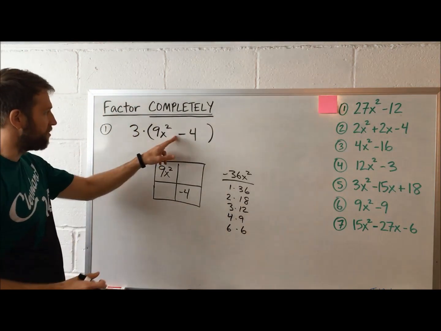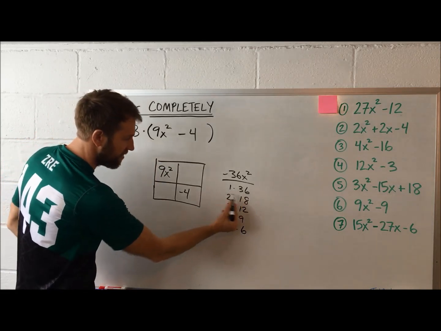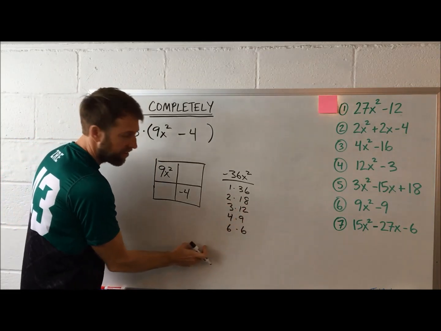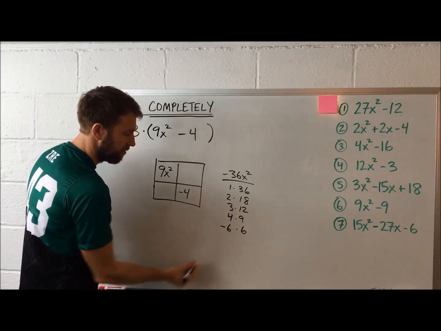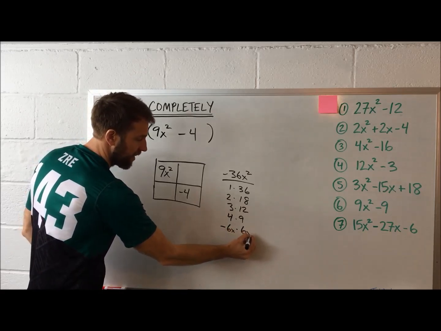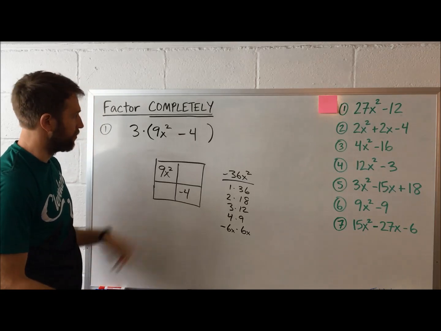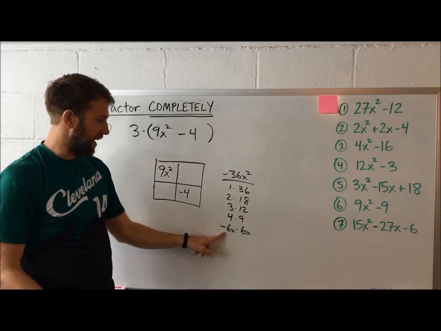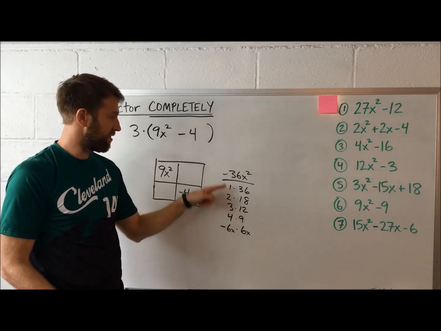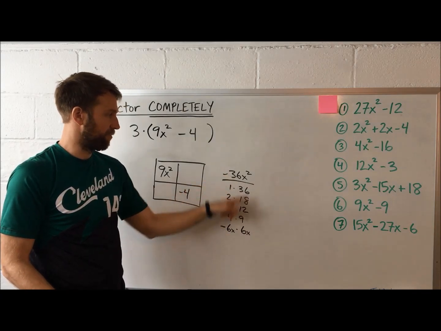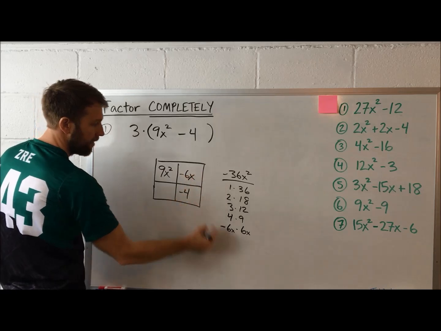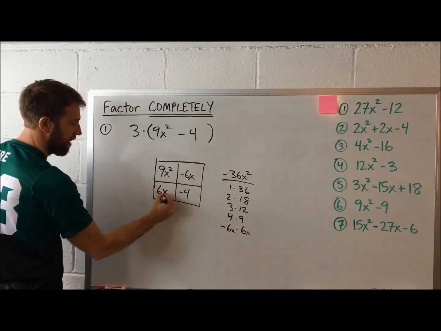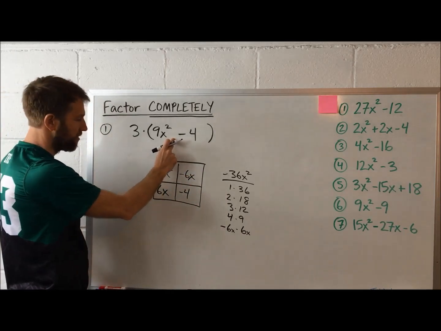And then keep in mind we have 0 x's. What's the only way I can get 0 x's here? It's if I have the same number, 1 positive and 1 negative. So I can get negative 6x's and positive 6x's, which will give me 0 x's. Negative 6 times positive 6 is negative 36. x times x is x squared. So negative 6x and 6x are the keys to factoring because we had 0 x's in the middle.